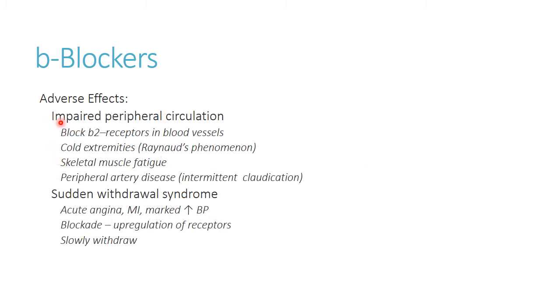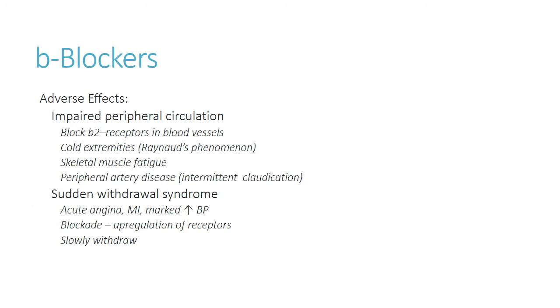Okay, some other adverse effects you can see include impaired peripheral circulation. This could be related to blocking those beta-2 receptors. As I mentioned, those are generally vasodilatory. If you block that effect, you may see some decreased perfusion, which can lead to things like Raynaud's phenomenon being exacerbated. You may see skeletal muscle fatigue, and peripheral artery disease could be worsened. So you can actually worsen this kind of intermittent claudication.